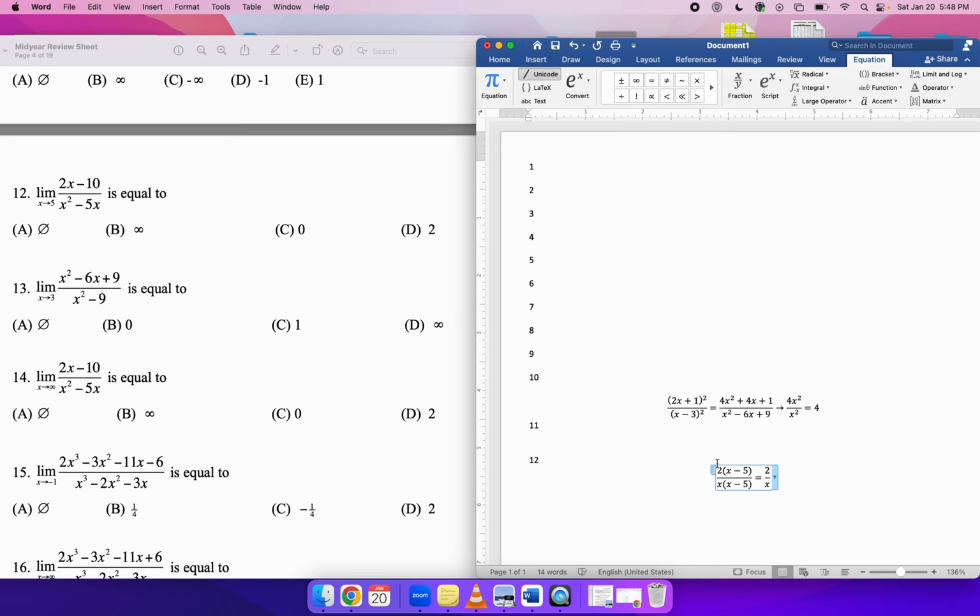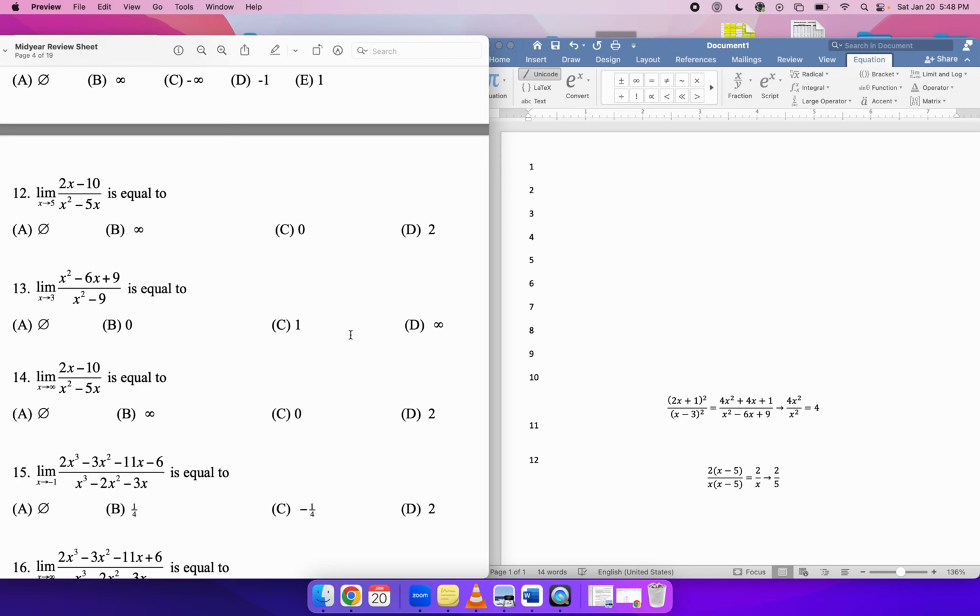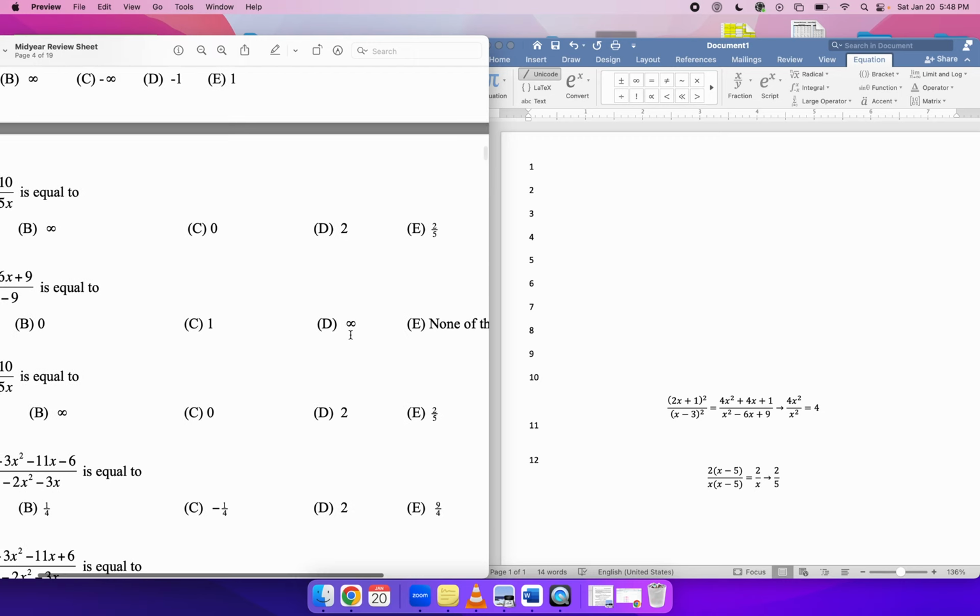Now when you plug in 5, you get 2/5, which is not one of the answers. What did I do wrong here? Oh, it is one of the answers. Okay, they're just over here now. Cool.